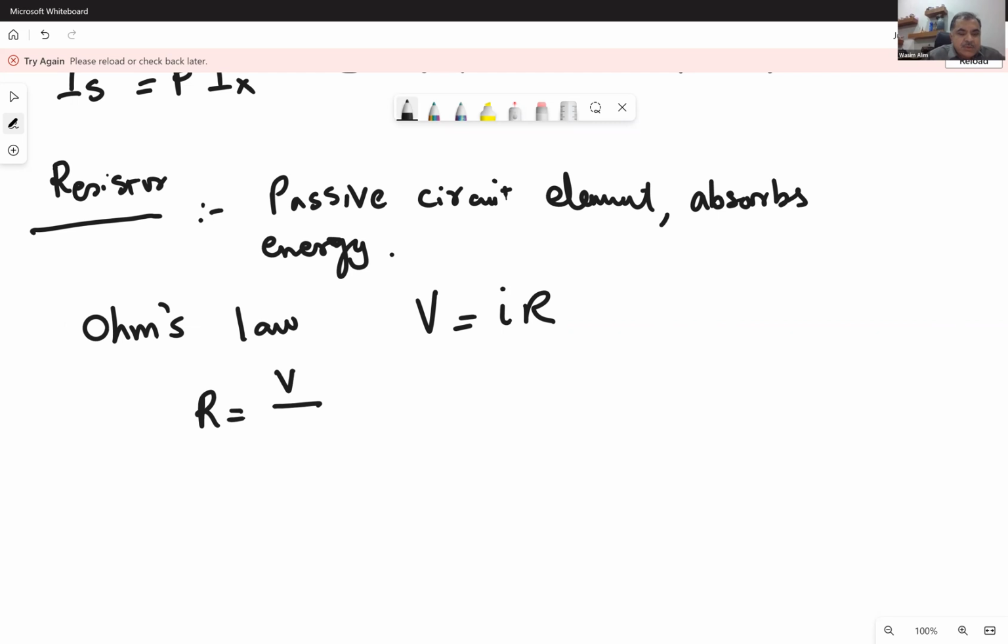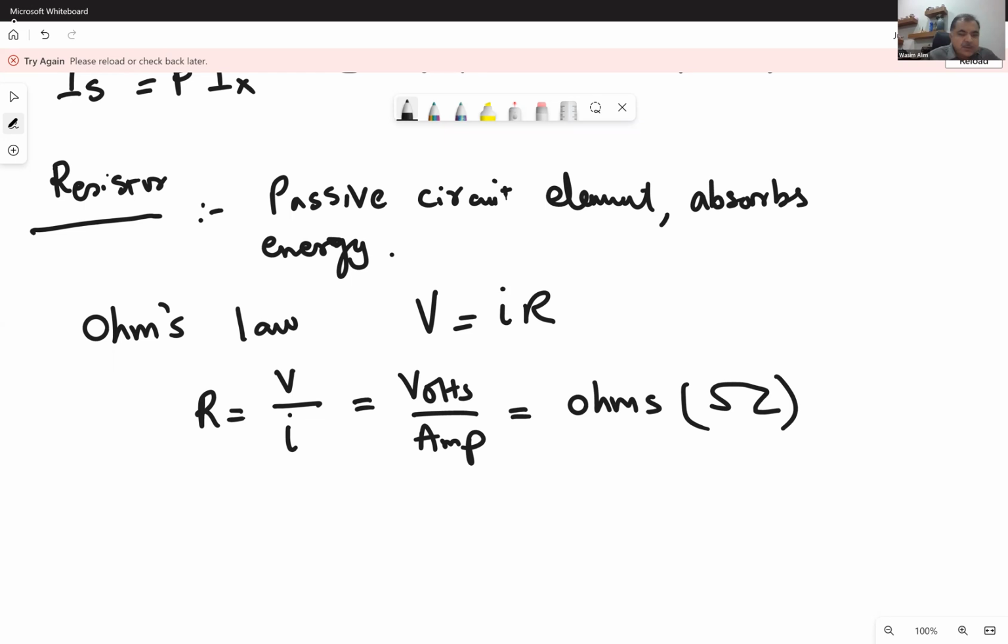The resistance is V over I. Of course, we manipulate this. And this is volts per amp, as we have derived our units earlier. In other words, ohms. Omega is the sign typically we use for it, or the word ohms is also used.